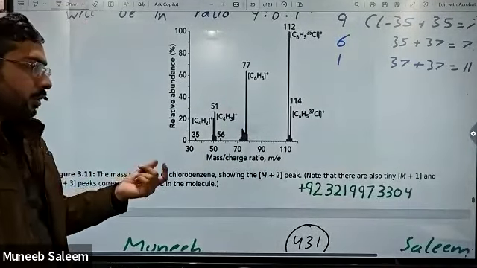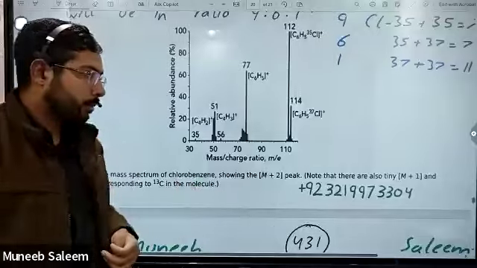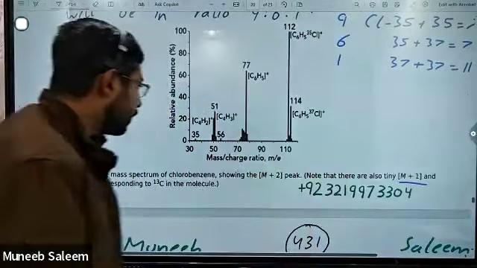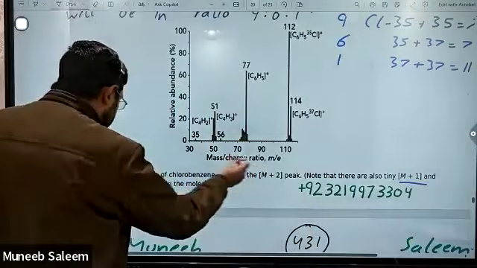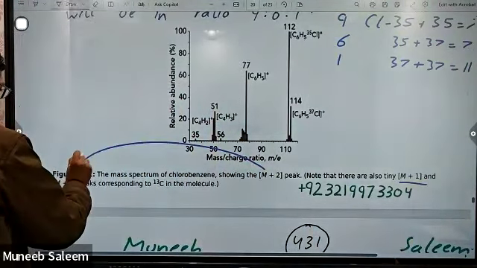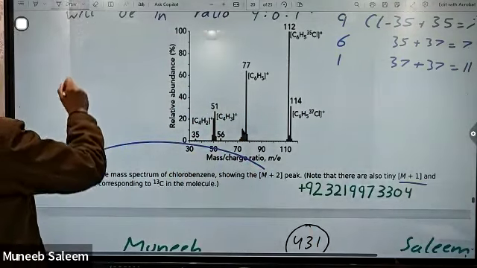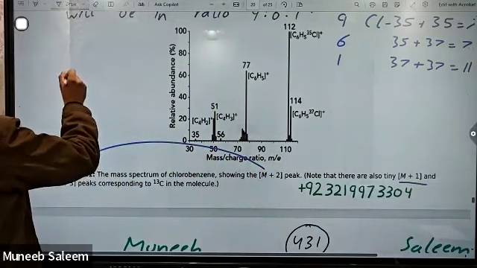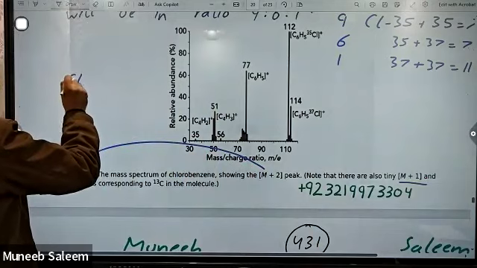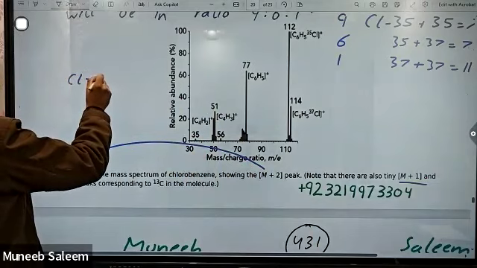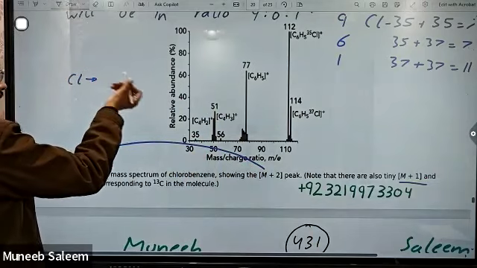you have now two phenomena occurring at the same time. The phenomena of the M plus 1 and the phenomena of M plus 2 in M plus 3. Now what does it mean, M plus 3? Basically, the compound contains only one chlorine atom. So basically, you will have only one isotope that could be chlorine 35 or chlorine 37.